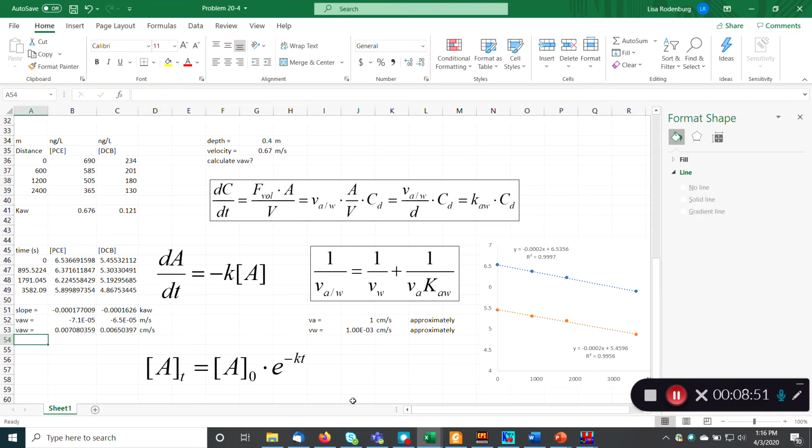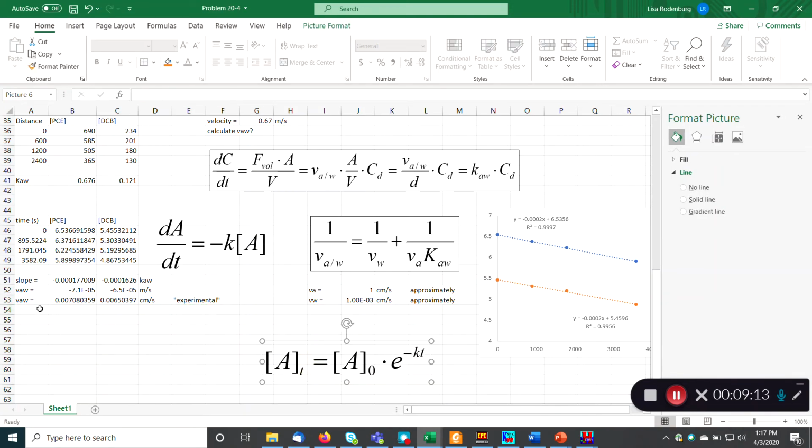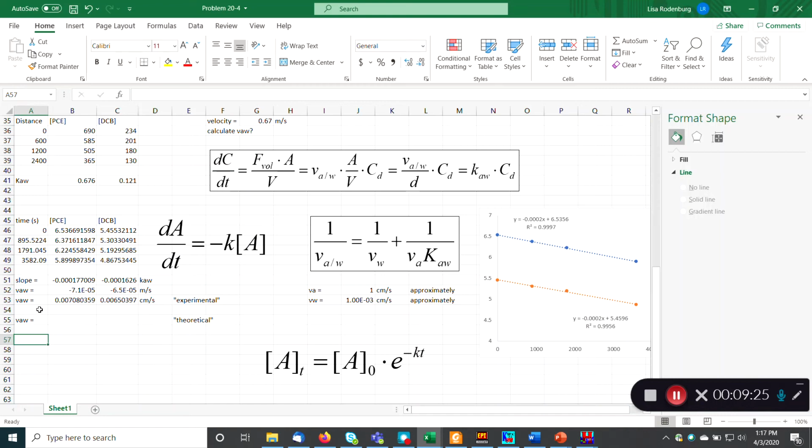And then I want to ask the question, does that match what I would get if I used this formulation? So I have my Henry's law constants here. So let us then use those to calculate. So this is v_AW that we might call experimental, because this is based on some data that was taken out in the real world. And then let's say we calculated a v_AW value that is like theoretical. And I'm going to leave myself a little room here to do some math.